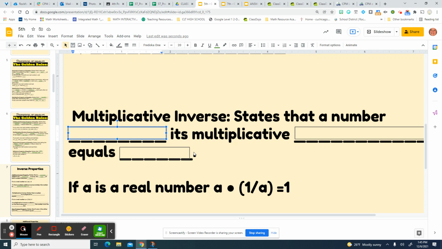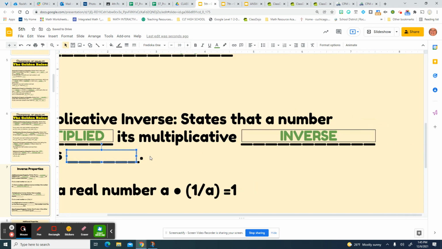So multiplicative inverse states that a number multiplied by its multiplicative inverse equals 1.